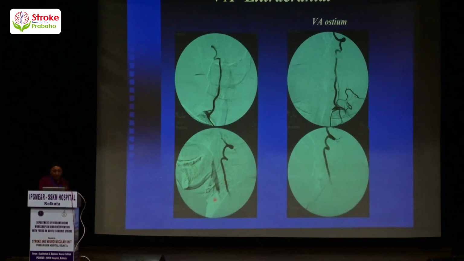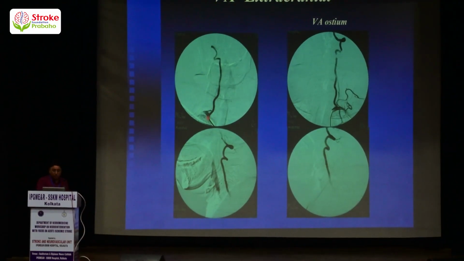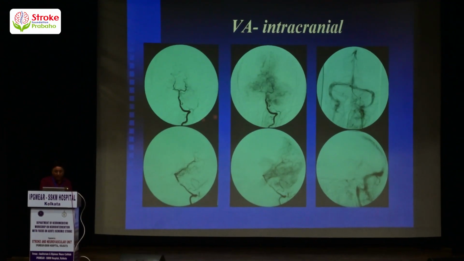After that, take the left subclavian shot or right subclavian shot. See the ostium of the vertebral artery, and that the vertebral artery ostium is normal. Then only advance your catheter in the V2 segment of the vertebral artery and take the extracranial angiogram of the vertebral artery. And after that, you can take the intracranial angiogram of the vertebral artery.